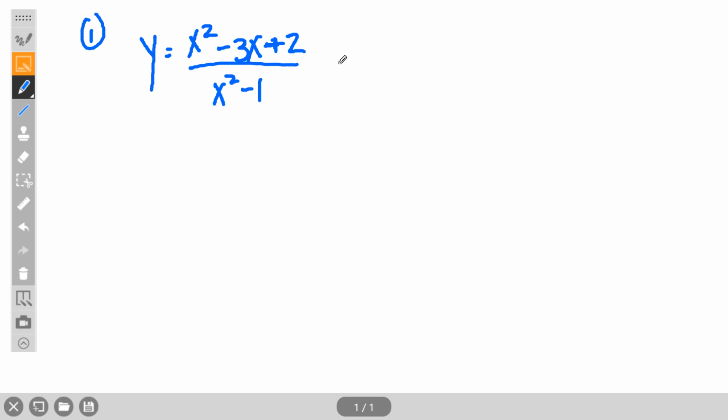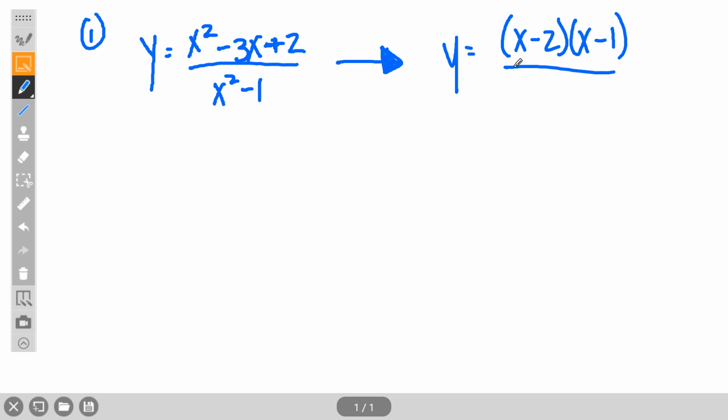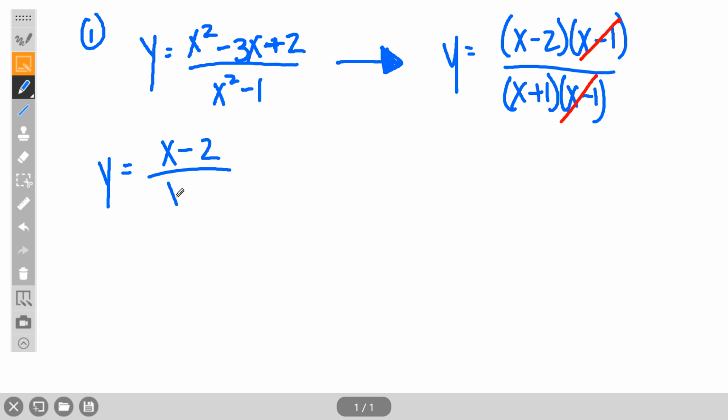Alright, so we'll start by factoring this. The numerator factors into x minus 2 and x minus 1. The denominator is a difference of two squares. It factors into x plus 1 and x minus 1. As we can see, there is a factor that's going to cancel, x minus 1. Okay, so our simplified form is going to be x minus 2 over x plus 1.